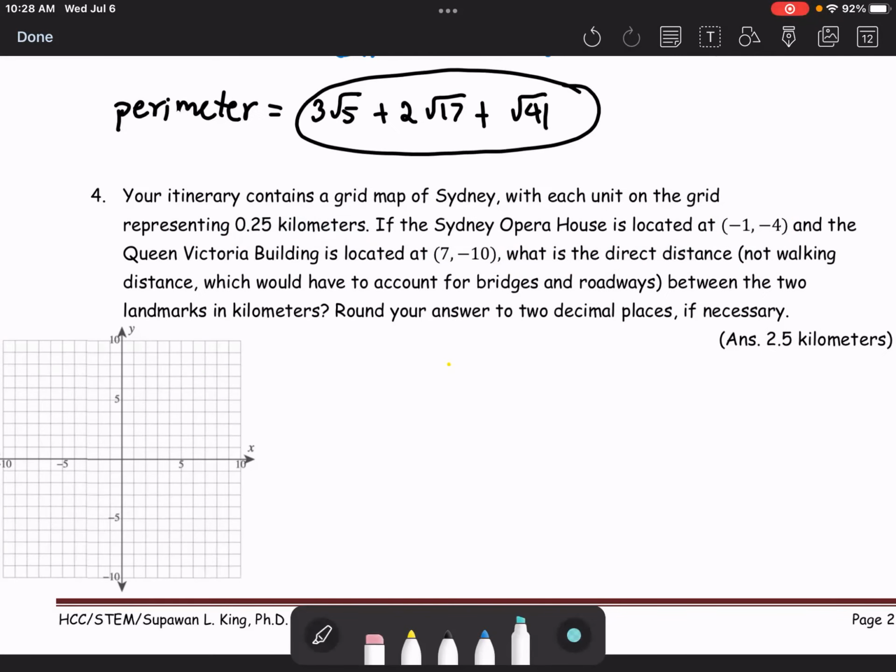Let's take a look at the application. In this problem, your itinerary contains a grid map of Sydney, with each unit on the grid representing 0.25 kilometers. If the Sydney Opera House is located at -1, -4, and the Queen Victoria Building is located at 7, -10, what is the direct distance between the two landmarks in kilometers? Not walking distance, which would have to account for bridges and roadways. Round your answer to 2 decimal places if necessary.